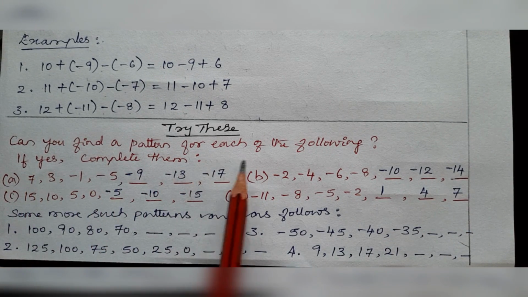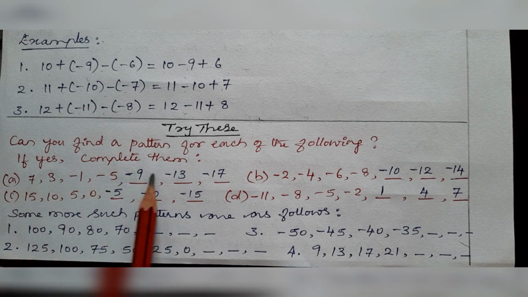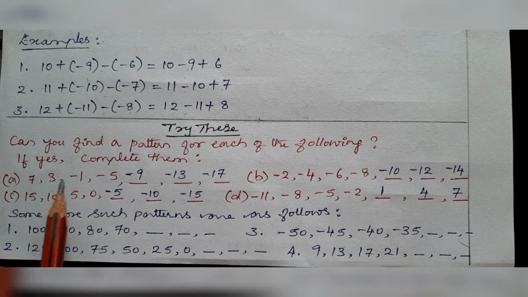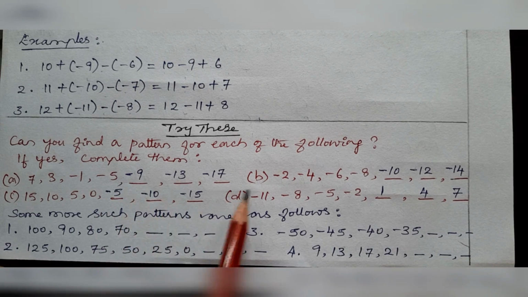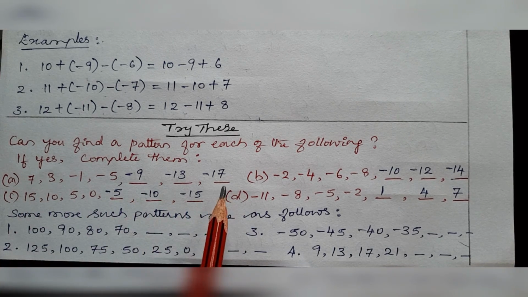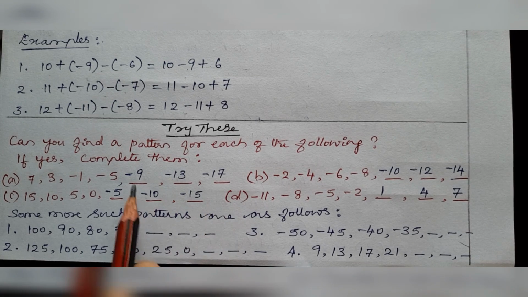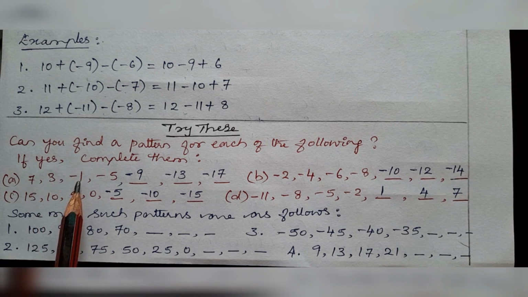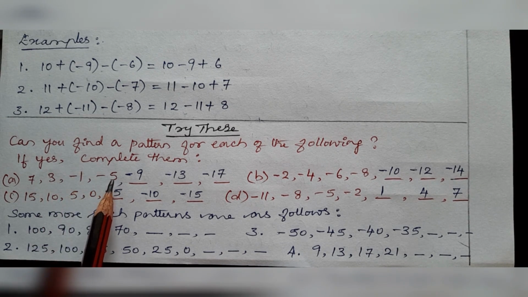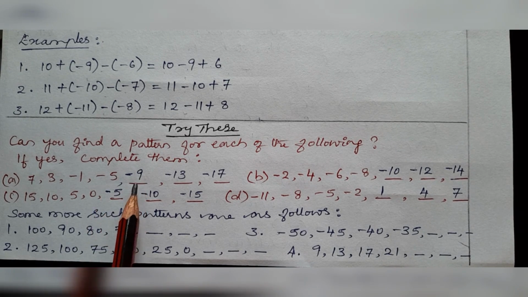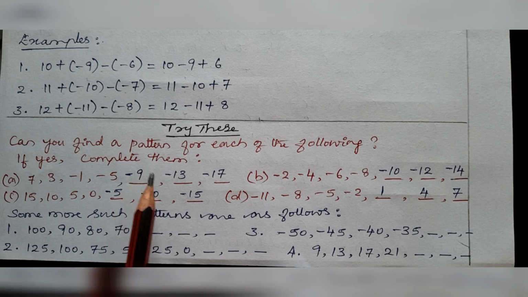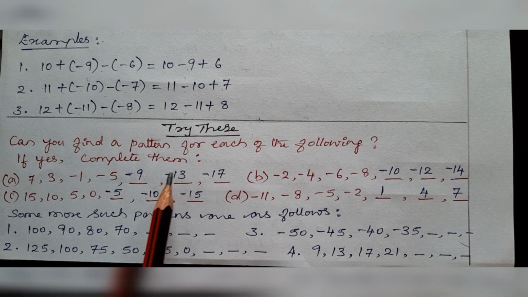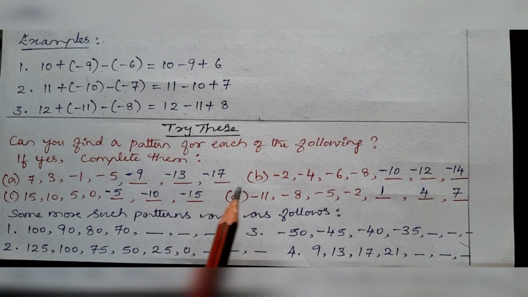Can you find a pattern for each of the following? If yes, complete them. 7, 3, minus 1, minus 5, dash, dash, dash. So, fill up these dashes, fill up the numbers. 7 and 3, the difference is 4. And 3 and minus 1, difference is 4. Minus 1, minus 5, difference is 4. So, next to minus 5, minus 9, difference is 4. Minus 9 minus 4 is minus 13. Minus 13 minus 4 is minus 17. That's all.